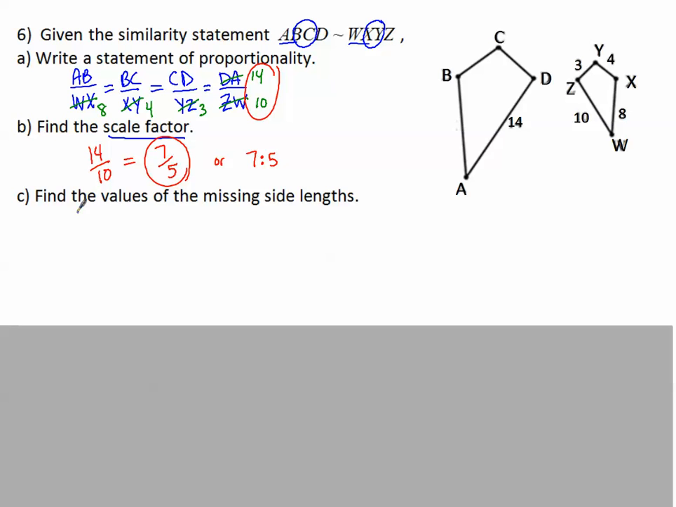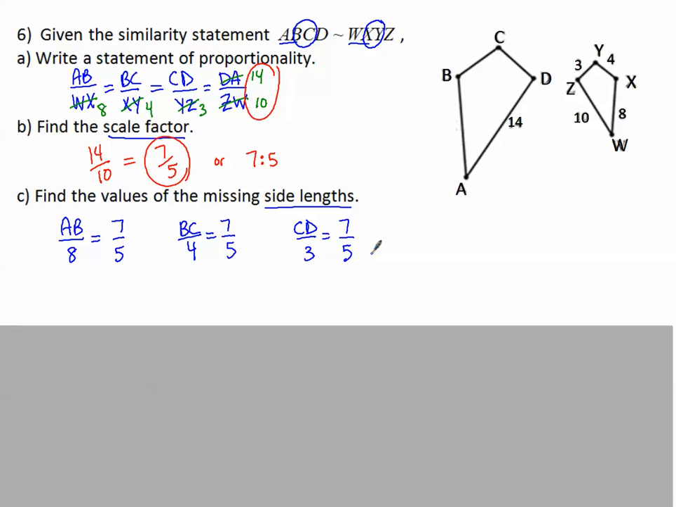Now we're going to find the values of the missing side lengths. Again, we can go to our statement of proportionality and make proportions using our scale factor. Meaning, I need this side, I don't have it. So I'm going to write AB over 8 on the bottom instead of WX, because I knew that WX is 8 from the picture, equals the scale factor. I also need BC, so I'm going to make a proportion with that. BC over 4 equals the scale factor. I also need CD. CD over 3 equals the scale factor.